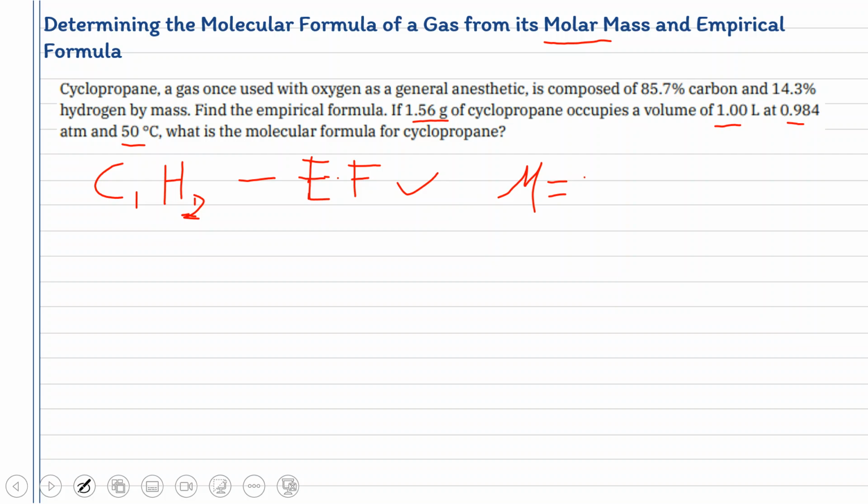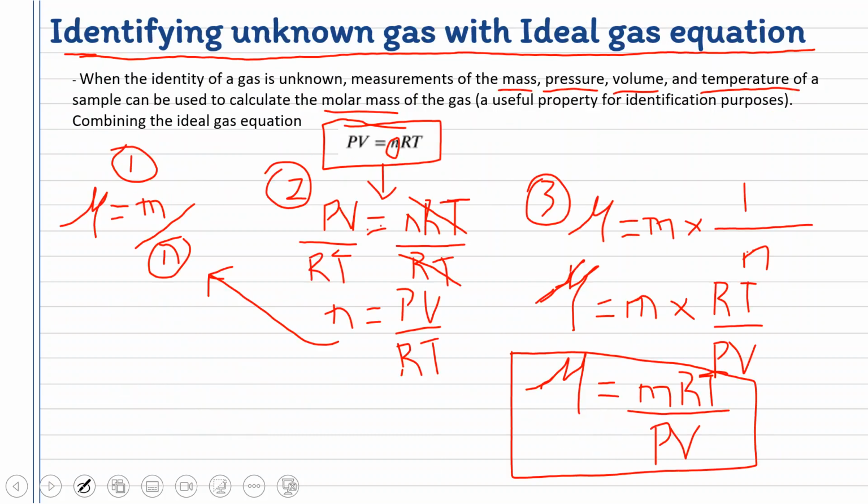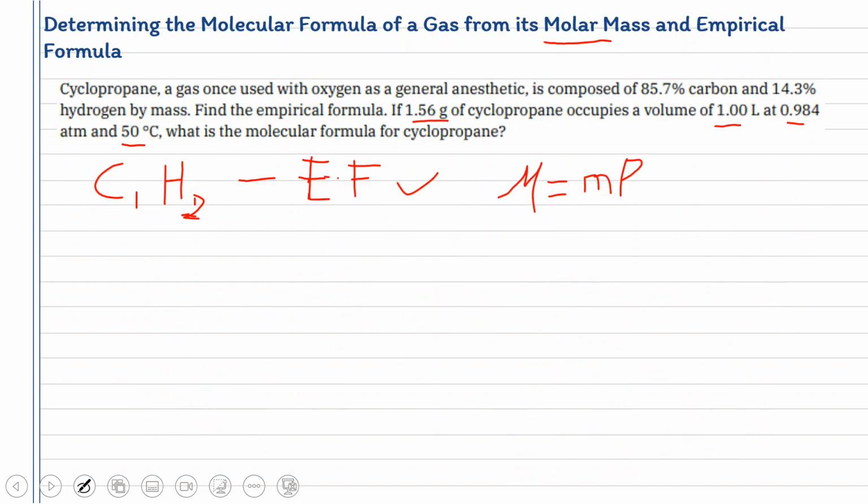Molar mass, in this case, is the same as molecular mass. It's going to be equal to the mass multiplied by the gas constant, divided by the pressure and the volume. If you don't know what I'm talking about, let's go back. This formula is what I'm talking about. And before you move on straight away, know that we need to change our temperature to Kelvin. Keep that in mind. So we're going to change this Celsius to Kelvin.